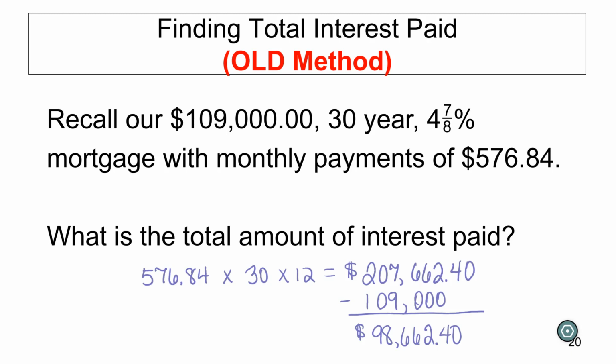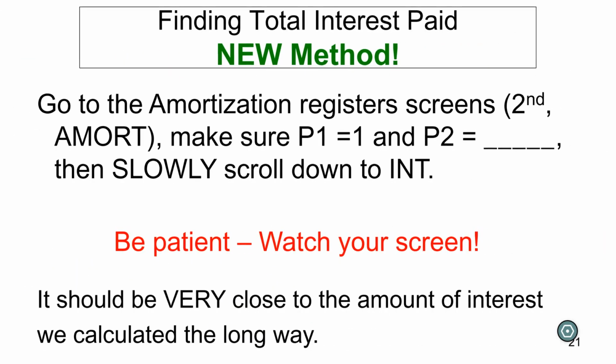With our new method, we're going to use our amortization keys. You should already have a 1 on your P1 screen. And now I want you to have on your P2 screen the number 360, because this loan is 360 payments. If we go from payment 1 to payment 360, then it shows us the total amount of interest. Now you have to wait a second. There will be a little bit of a pause on this because it's thinking, basically.